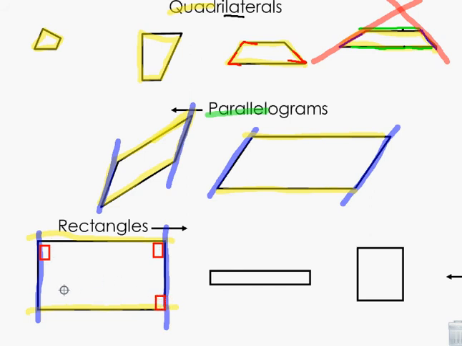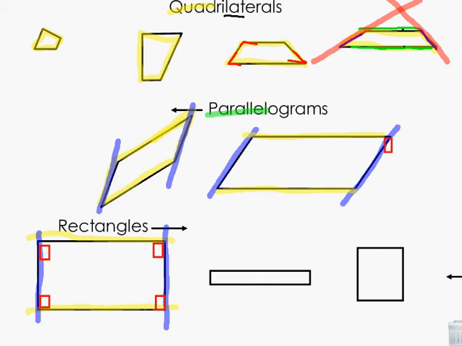These are corners that meet at perpendicular angles. There are four square corners. And this is what makes them rectangles. Parallelograms don't have square corners. These would not fit in there evenly. Those are not square corners. Rectangles are rectangles because they have four sides. They're parallelograms. They have opposite sides that are parallel. And they have four square corners.